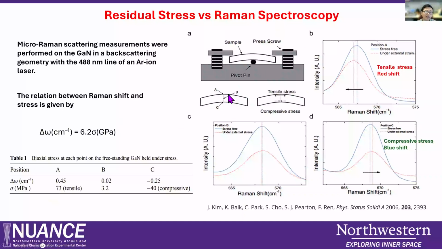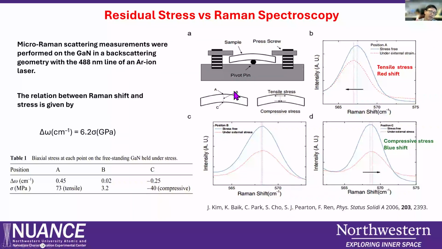A has tensile stress there, and C is compressed. For point A, it is under tensile stress, which makes the bond distance longer, so there is a red shift and the frequency gets lower. Then the compressed region, C, gets a blue shift, and the bond distance is shorter.